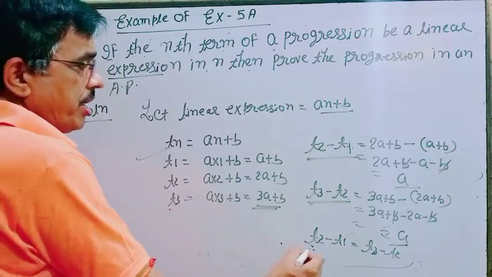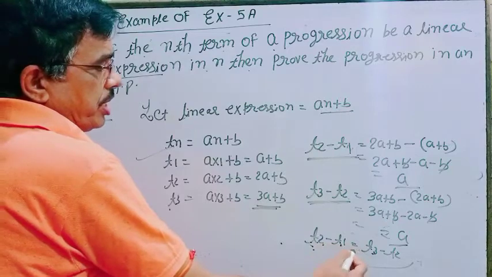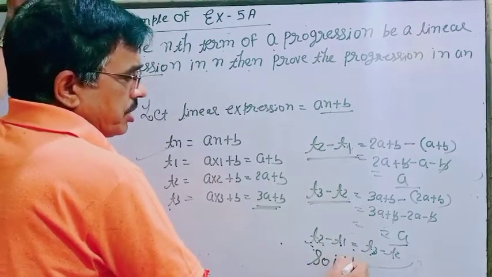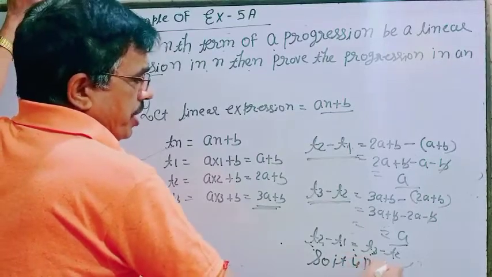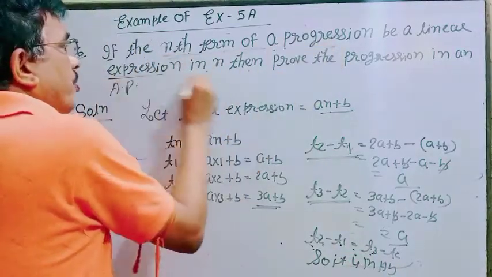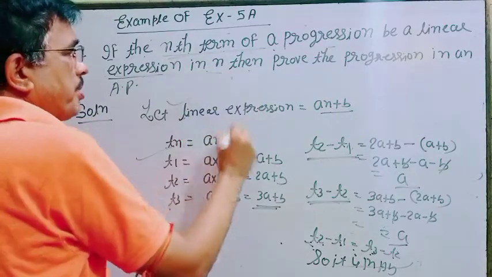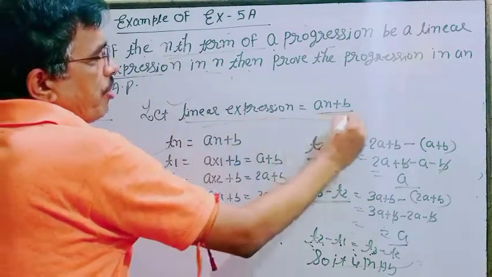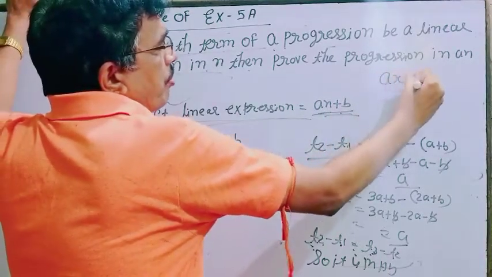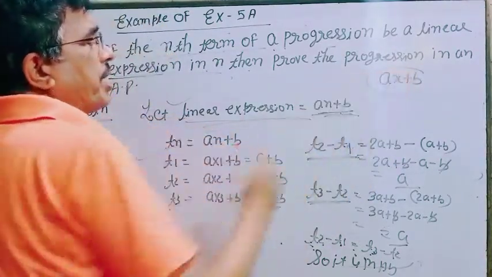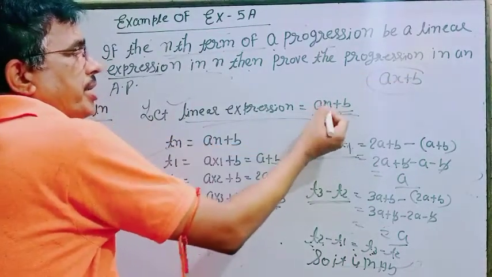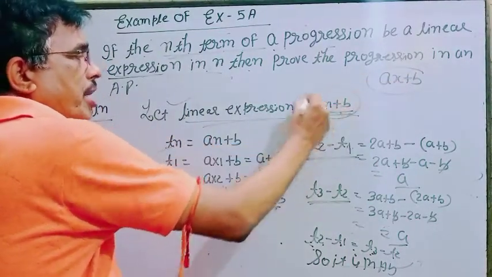So, you can say if T2 minus T1 is equal to T3 minus T2, then it is in AP. And your question is the nth term of the progression of linear expression. You always suppose that linear expression is in the form of an plus b, because a linear equation is always of the form ax plus b. So at the place of x, the variable term, you write n, and this is the nth term.